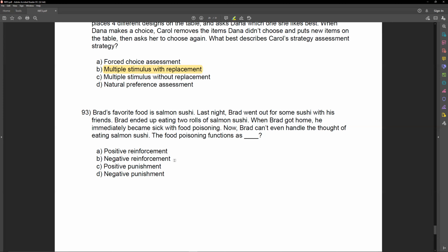Now we ask ourselves, was a stimulus added or a stimulus removed as part of this punishment procedure? Well, the food poisoning came into play, okay? So the food poisoning was added. The food poisoning reduced Brad's eating sushi behavior. Therefore, what? It has to be positive punishment. If you break down reinforcement and punishment questions like that, you'll never miss them, okay? Did the behavior increase or decrease? Was a stimulus added or taken away? Ask yourself those questions. These questions become very simple.